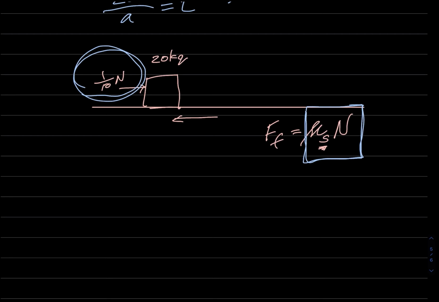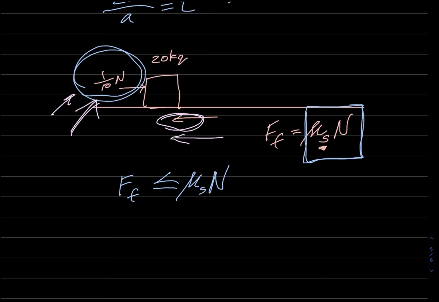What we should say is that the force of friction, when the box is not moving, is less than or equal to the coefficient of static friction times the normal force. Because if you're only pushing on it with 1/10 of a Newton, then the friction force is only going to be 1/10 of a Newton. It's just going to balance what you put on it. And the more you push, the more force friction will apply so that the box doesn't move.